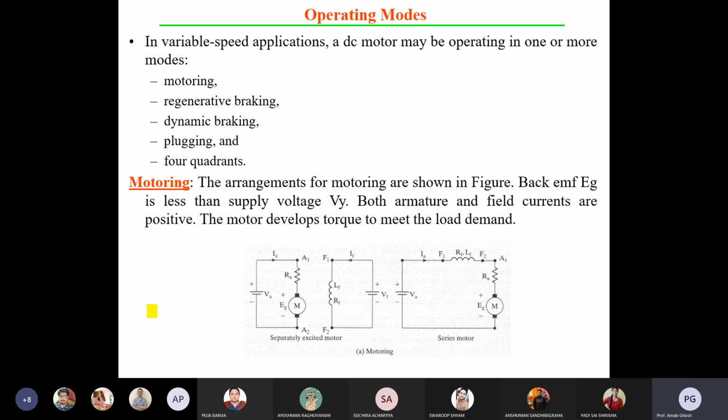Four quadrant operation you are already aware of, so I'm not going to repeat it. That is motoring mode. Plugging mode is entirely different: you can change the terminals of the motor, but one important consideration is that the field current direction should not be changed at any cost. If the magnetizing current of the field is altered or opposed as per your convention, then the field winding may be damaged. So be very careful. In that case, you have to use a changeover switch.